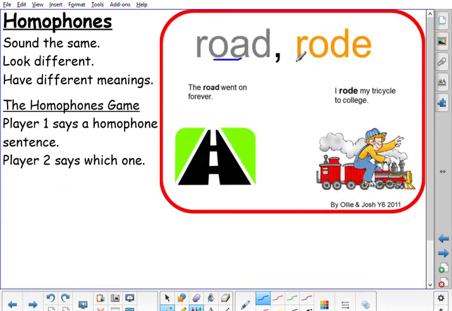Road with an OA and road with a magic split digraph E. The road went on forever. I rode my tricycle to college. We could change the tense of the word road and have the word ride. Ollie and Josh made this a few years ago. I don't know why they got a picture of somebody riding a train and a sentence about riding a tricycle to college. Never mind, let's move on.